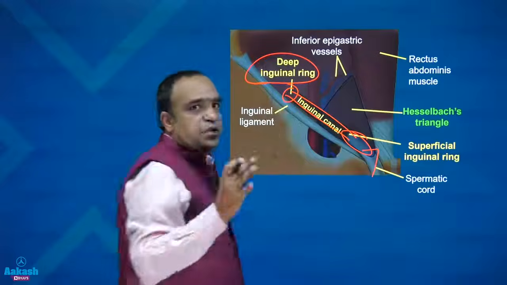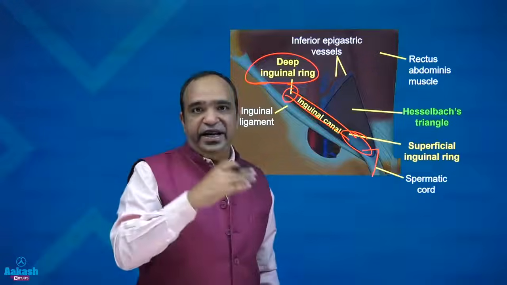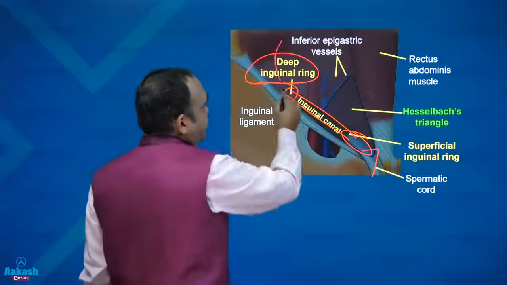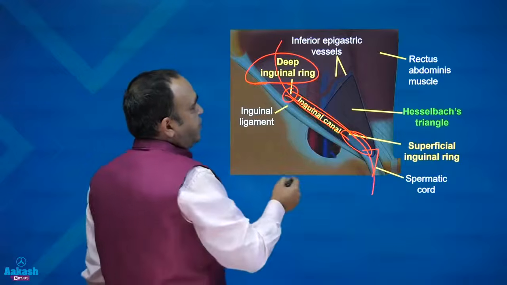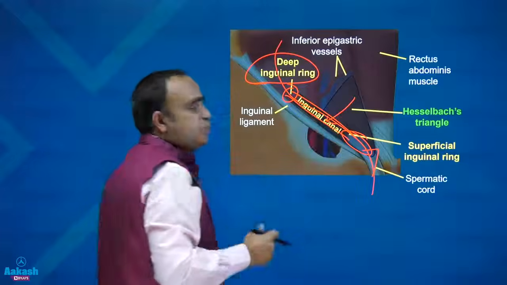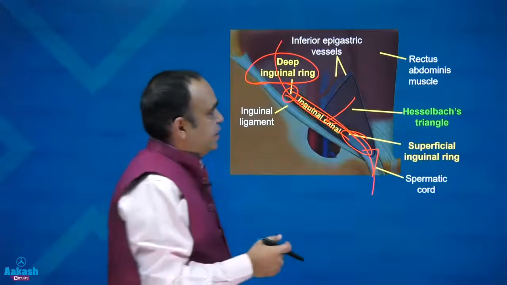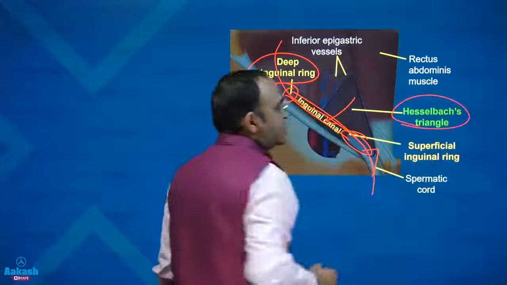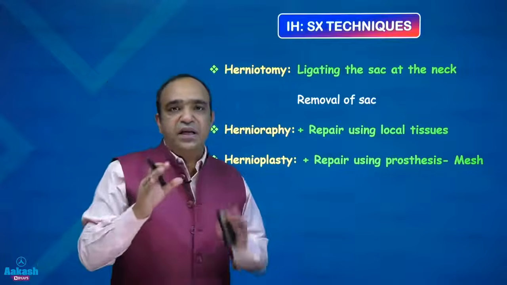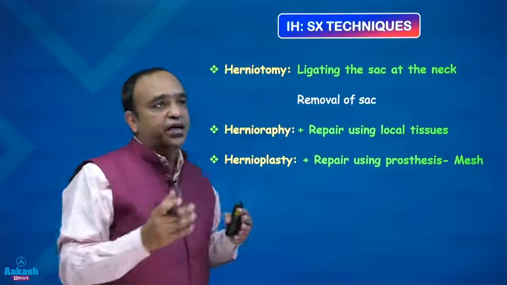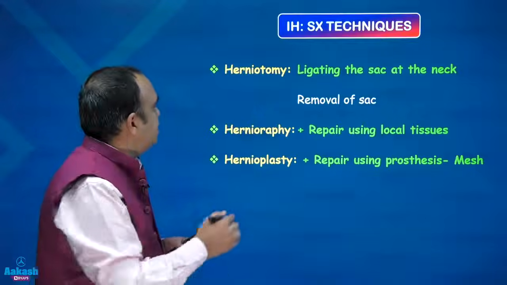So there are two types of inguinal hernia, the direct and indirect. Indirect hernia enters along with the spermatic cord and comes out through the superficial ring, whereas direct hernia enters through the posterior wall directly into the inguinal canal through the Hesselbach's triangle. Okay, now the surgical principles. There are three basic techniques: herniotomy, herniorrhaphy and hernioplasty.